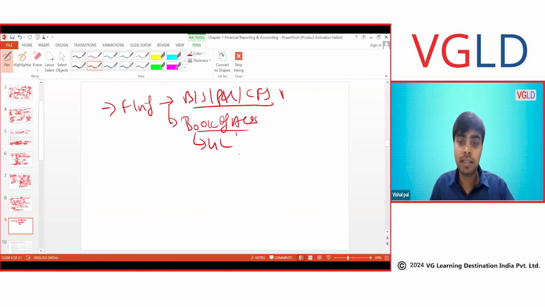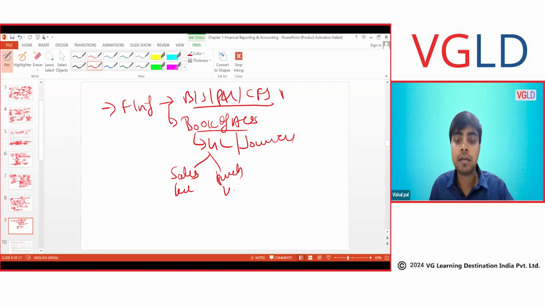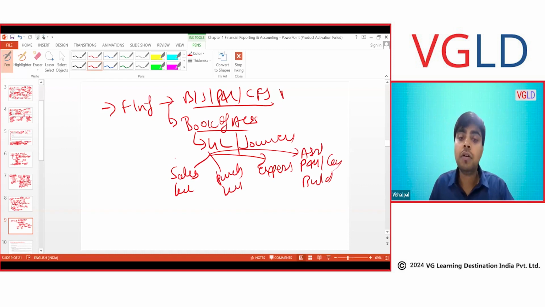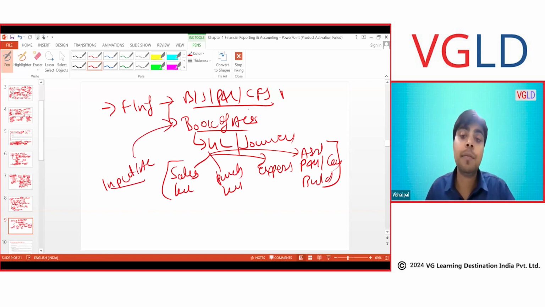Basically your general ledger, your journal entries, your sales ledger, purchase ledger, your expenses account, your assets accounts, let's say your plant and machinery account, car account, building account. So these are prepared using this information. First of all, we input this information in accounting, and then we use it to prepare the balance sheet, P&L, and the trial balance.